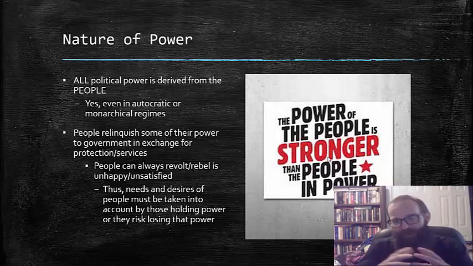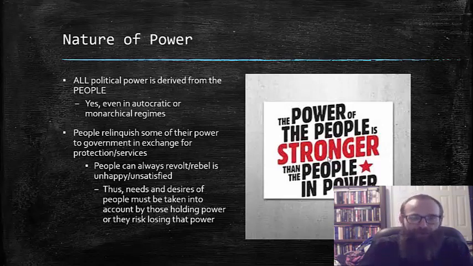The third one I want to discuss in this particular presentation is called the nature of power. Fundamentally, all political power is derived from the people. Yes, even in autocratic or monarchical regimes. Generally, when they talk about this idea of the power of the people, people think in terms of democratic or republican sorts of situations. And when I say democratic or republican, I don't mean with the capital D or the capital R. Those define political parties.